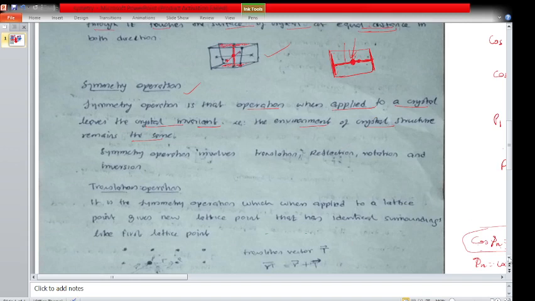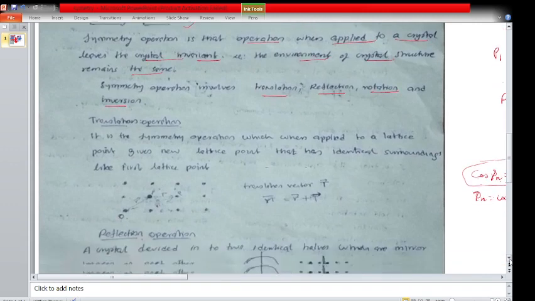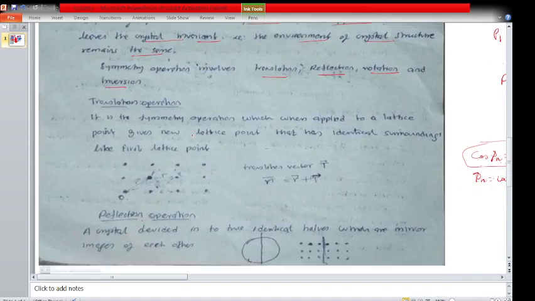And symmetry operations involve translation, reflection, rotation, and inversion. So in the translation operation, what we'll do, it is the symmetry operation. We call it the translation symmetry operation.